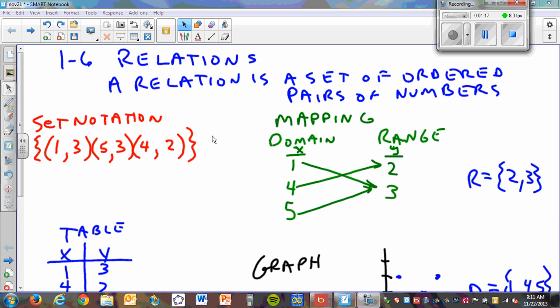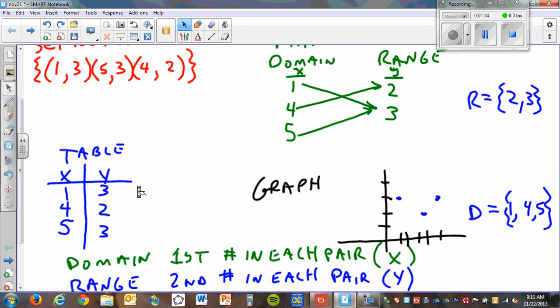Okay, so now we can talk a little bit about these ordered pairs right here. You have your set notation, and it'll give you a certain number of ordered pairs to work with. A couple different ways we can express this. We have mapping. Well, actually, let's start here with the table. I'm going to scroll down.